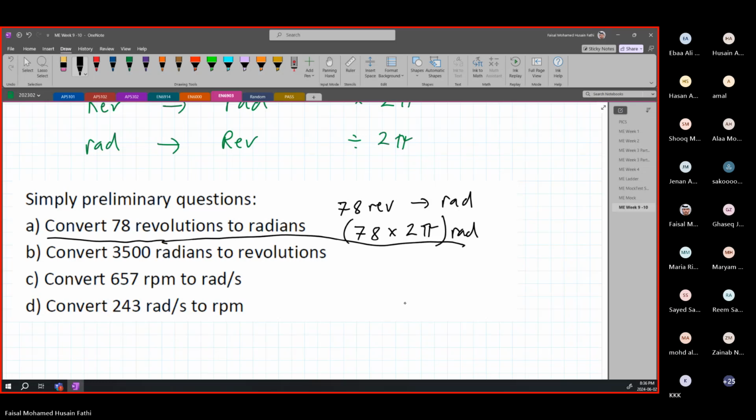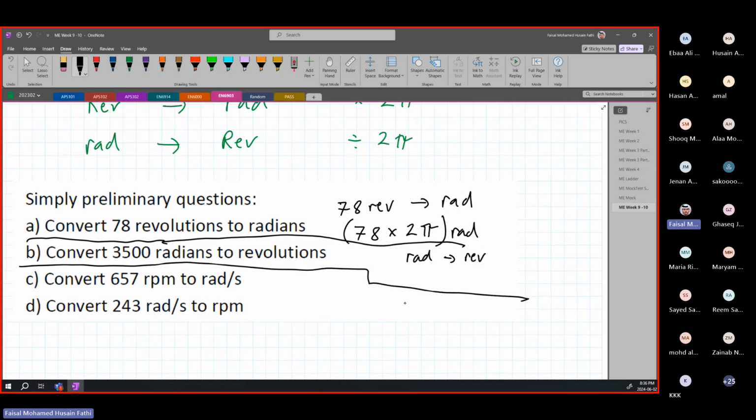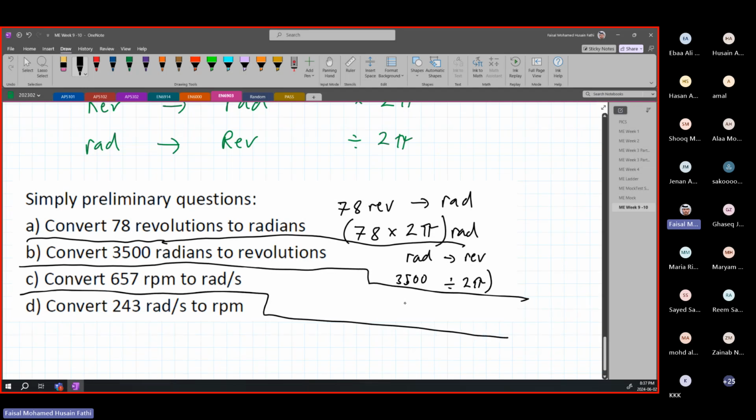All right. For the second one, we want to convert from radians to revolutions. So what are we going to do? We are going from radians to revolutions, so we're going to divide by 2 pi. So it's going to be 3,500 divided by 2 pi. And that's it. That's your final answer, whatever it is. You can put it in the calculator, in revolutions.